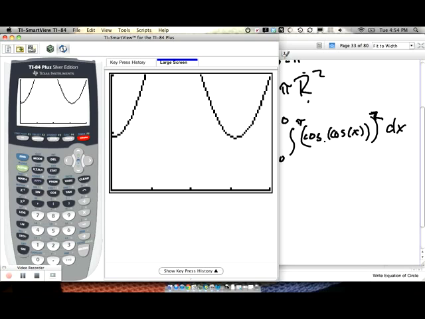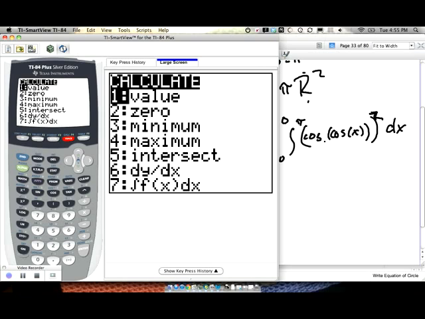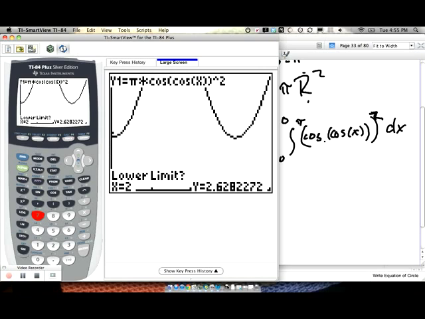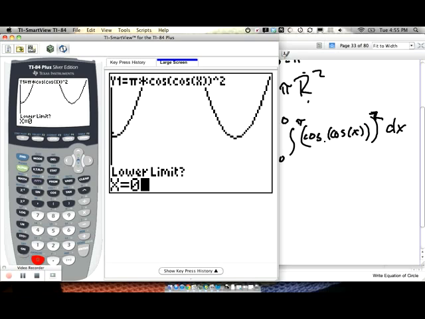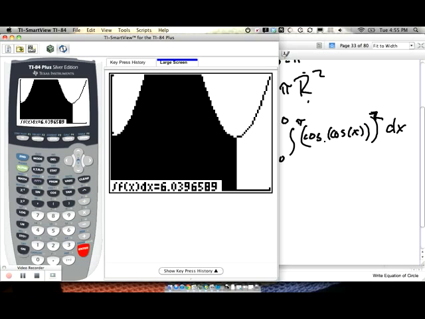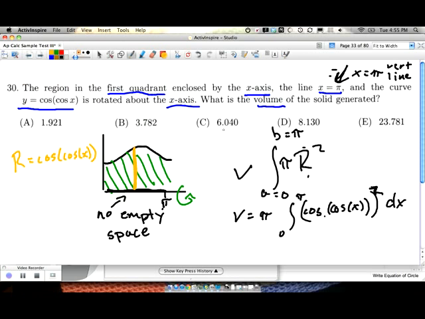I don't care that it looks different now. I should expect that. But what I want to do now is find this integral from 0 to pi, because even though it doesn't look like it used to, that's the calculation that I need to find. So I do second calculate, then I'm going to calculate the integral, number 7. And the lower limit is 0. The upper limit is pi. Type it in. The answer is 6.03. Is that one of my options? Hey, this looks close enough.